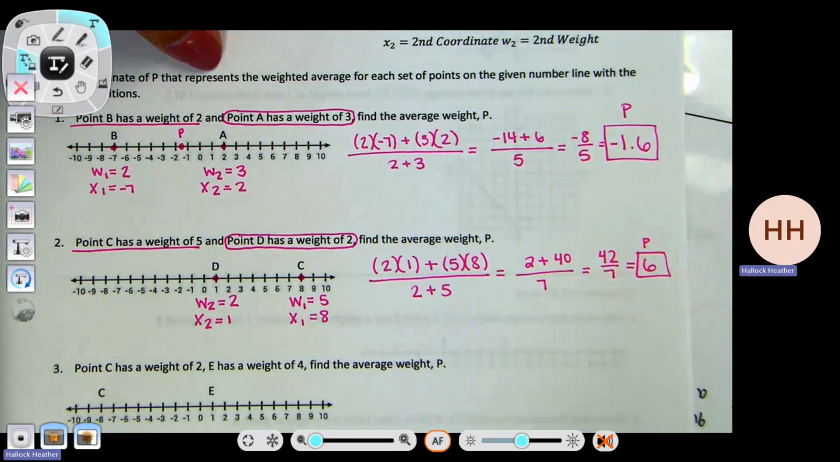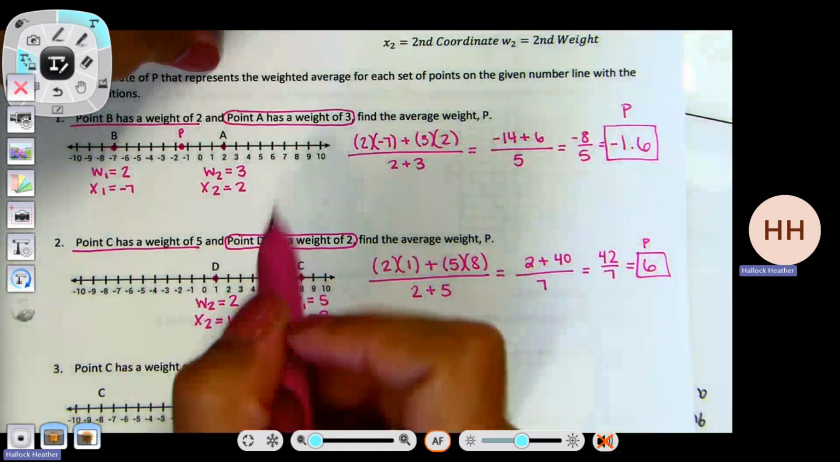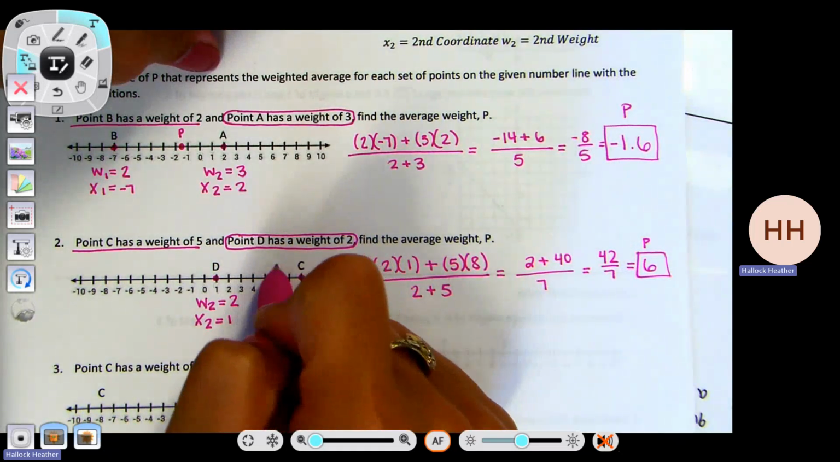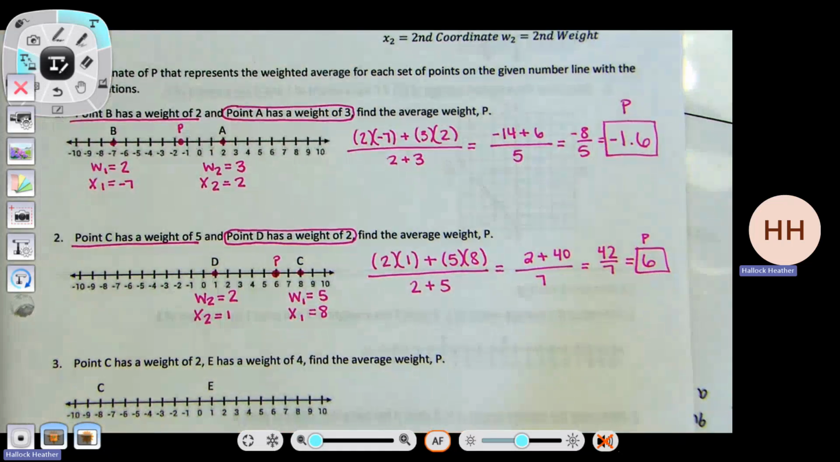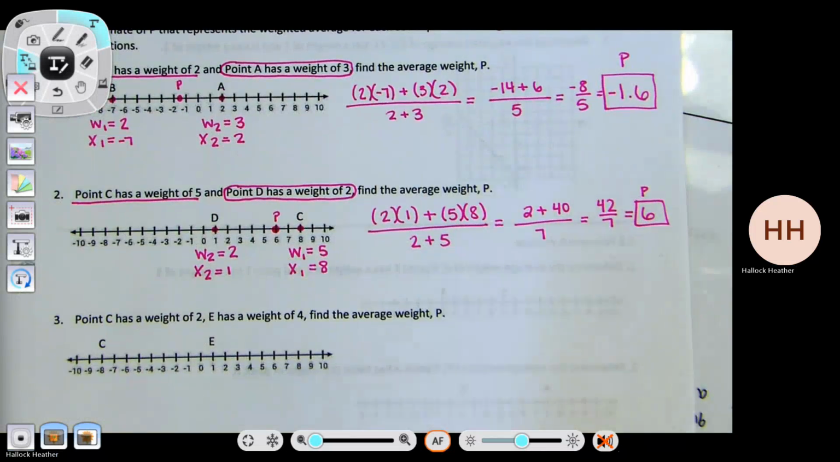So plot that on your graph, and then it should make sense with your weight of how heavy. So C is a weight of 5, where D is a weight of 2, so it's heavier. So it should be closer to the heavier point. So that's my P. So try number 3. It doesn't really matter which one's x1 and x2, as long as the weight goes with the correct number. It doesn't matter what order you write it in, because either way, you're going to add them together.